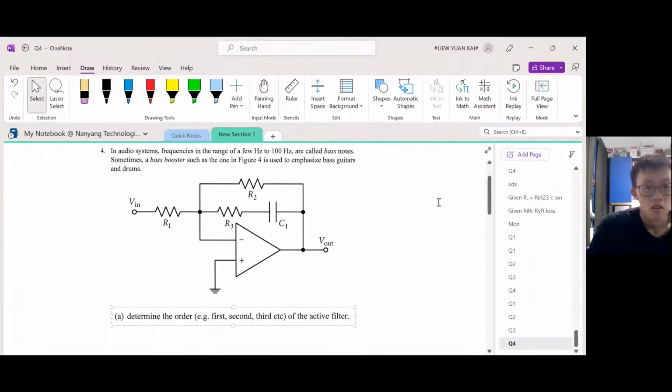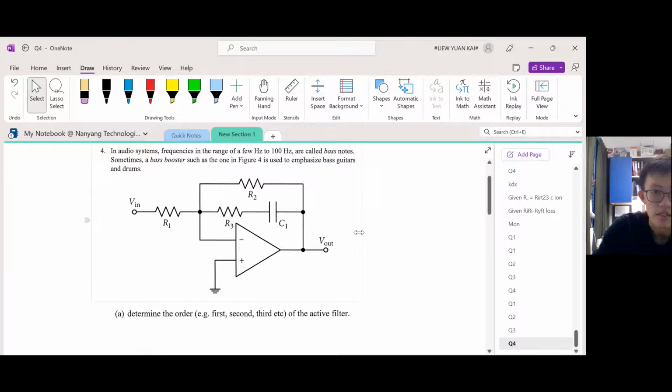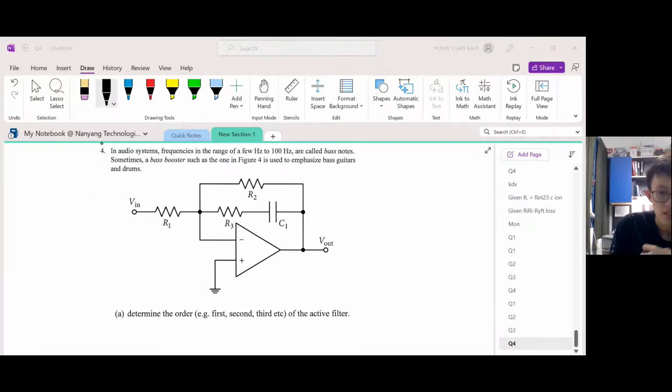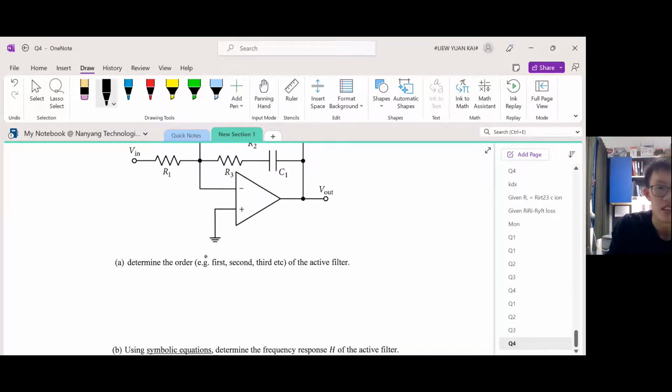Okay. So last question. Determine the order of the active filter. So again, I believe the way to determine the order of active filters is to count the number of frequency dependent devices. What does frequency dependent devices mean? It just means the number of capacitors or inductors. Okay, because think about it.